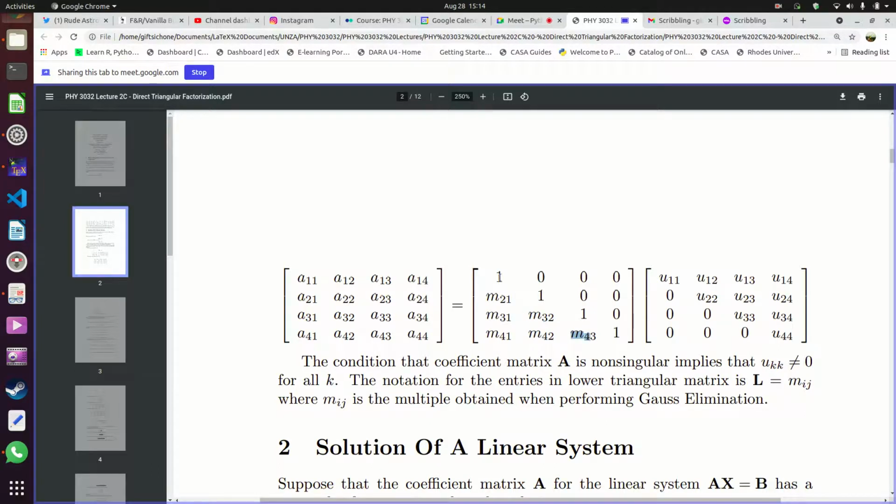So the diagonal of the lower triangular matrix is full of ones, and below each diagonal element are the multipliers you used to eliminate the elements in that particular column. Then on the other side, you're going to have U11, U22, U33, U44. This is simply an upper triangular matrix. This is what remains when you finish doing Gauss elimination.